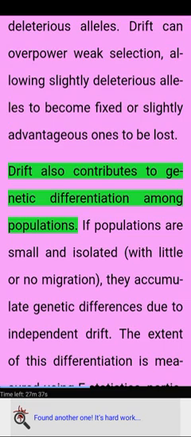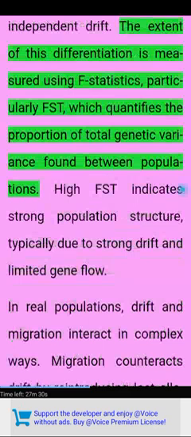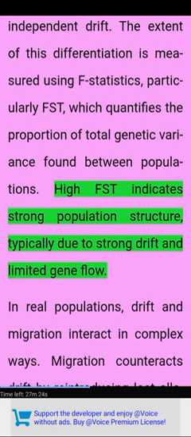Drift also contributes to genetic differentiation among populations. If populations are small and isolated with little or no migration, they accumulate genetic differences due to independent drift. The extent of this differentiation is measured using F statistics, particularly FST, which quantifies the proportion of total genetic variance found between populations. High FST indicates strong population structure, typically due to strong drift and limited gene flow.